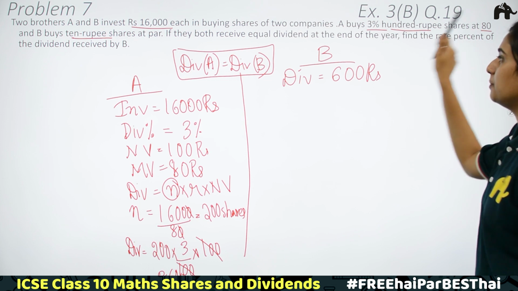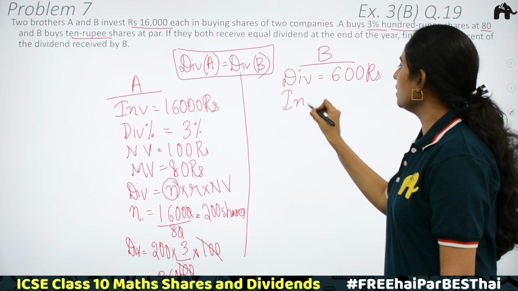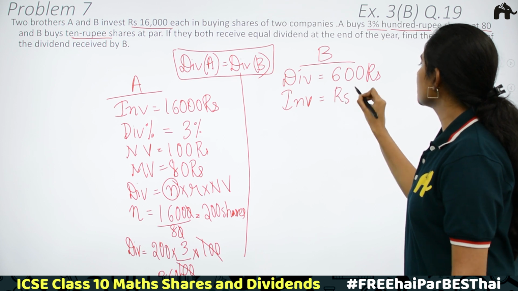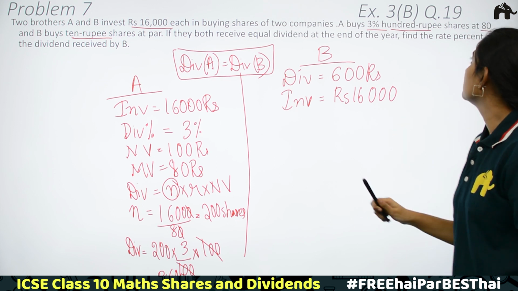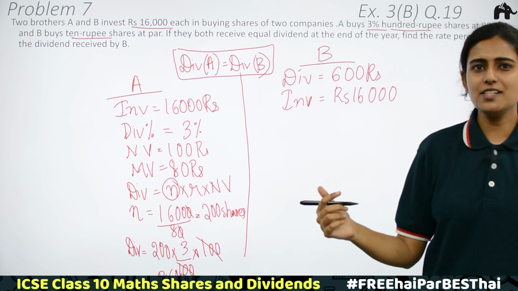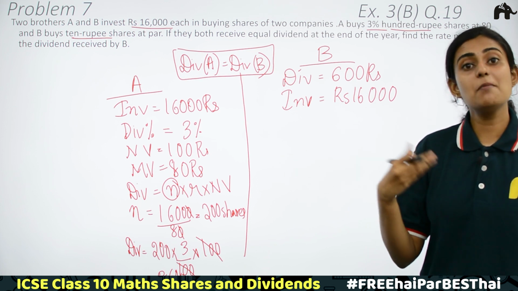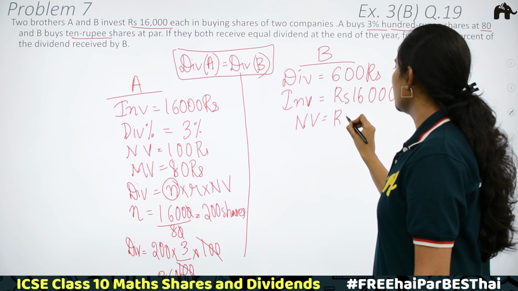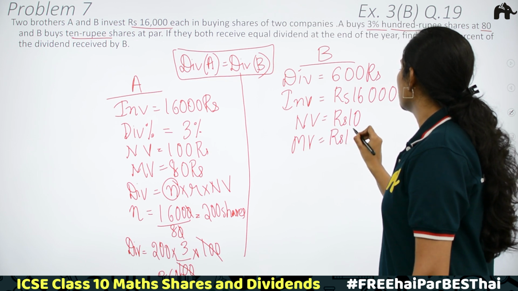What else? We have in case of B, the total investment. That is, investment is same for both A and B. Investment is equal to rupees 16,000. Then, B buys 10 rupee shares at par. At par means, in the first we have studied, what does at par mean? Nominal value and the market value are equal. So, here the nominal value is equal to rupees 10. Also, the market value is equal to rupees 10.